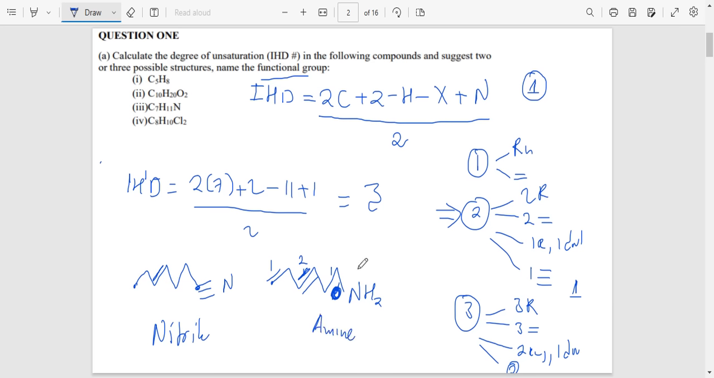So when the amine is together with the carbonyl, which is CO, it will give us amide functional group. Right. Let's look at the next question.